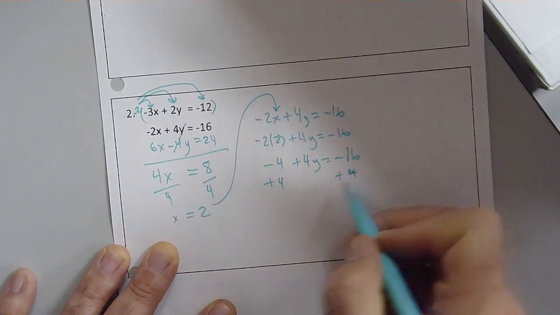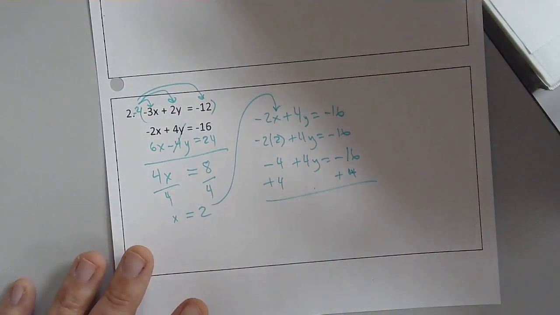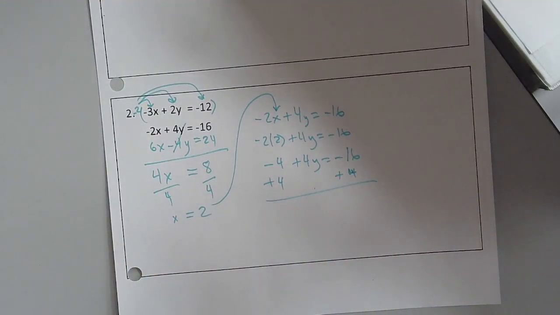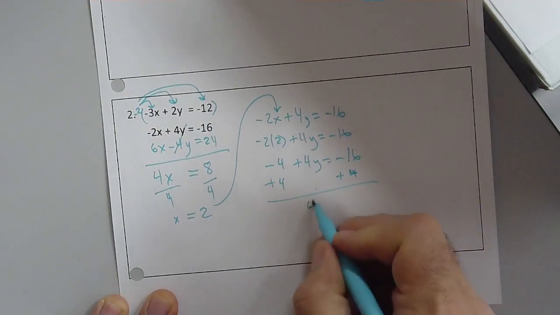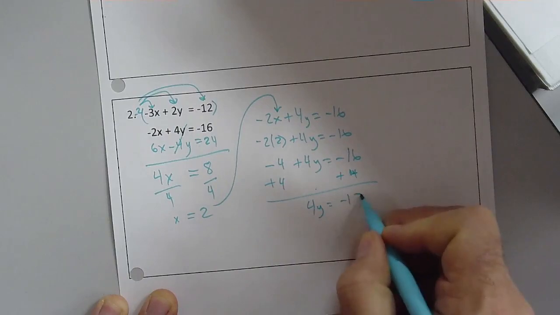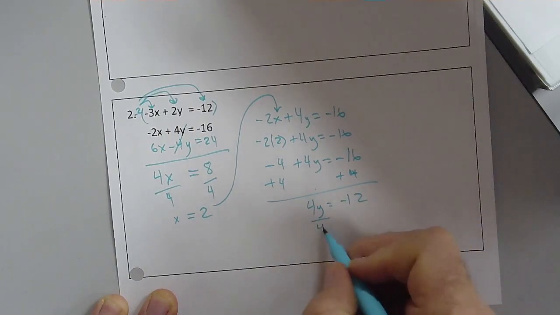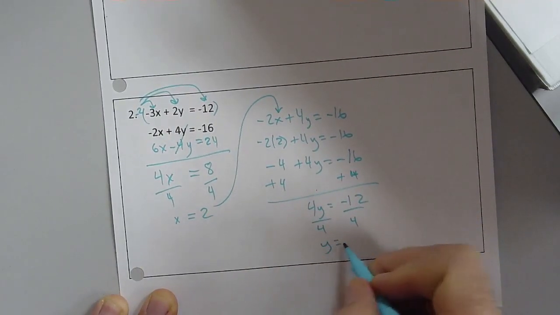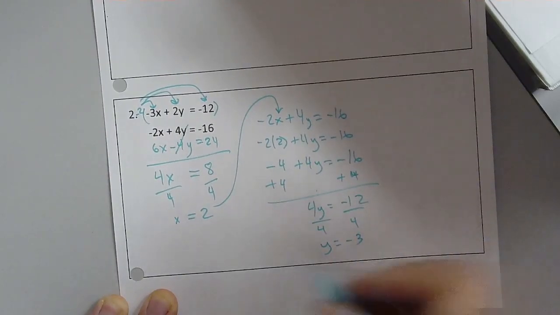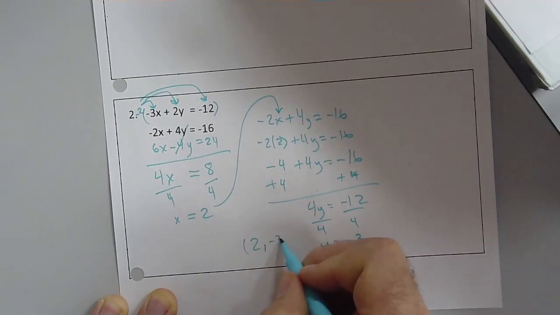Now, if you're struggling with your integer operations here, it's okay for you to use your calculator. Like, that's what the calculating machine is going to do for us. So when we do this, we're going to get 4y equals -12. Divide by 4, divide by 4. And we get y equals -3. So our ordered pair is (2, -3).